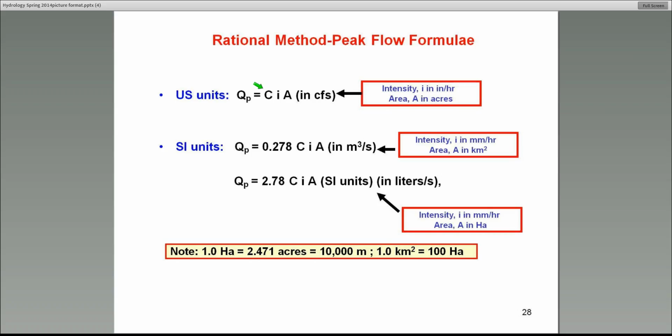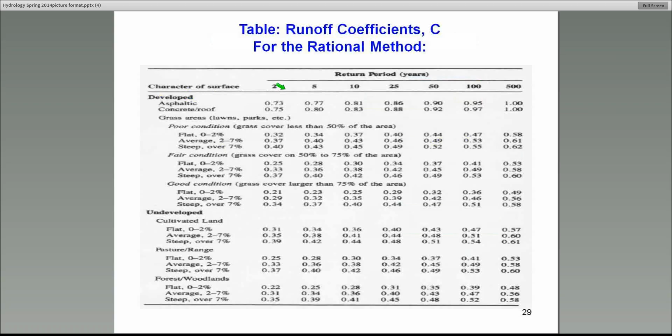I'll show you in a table how to get that C. This is the formula in SI units. I suggest you use one of these formulas, particularly the first one, where the rainfall intensity is typically in millimeters per hour and area is in square kilometers. Please make sure you respect the units either way. This area must be in acres, not in square miles, for the rational method in the U.S. Okay.